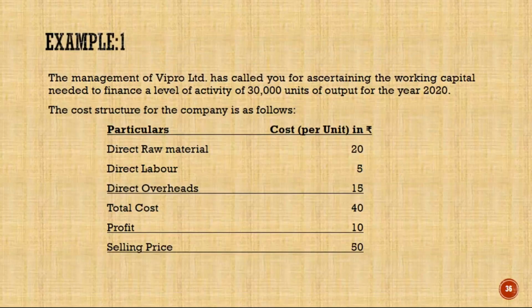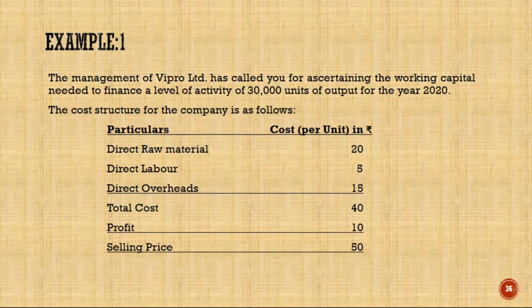So this is the first example. The management of Wipro Limited has called you for ascertaining the working capital needed to finance a level of activity of 30,000 units of output for the year 2020. The cost structure for the company is as follows. Two columns: particulars, and next is cost per unit in rupees.